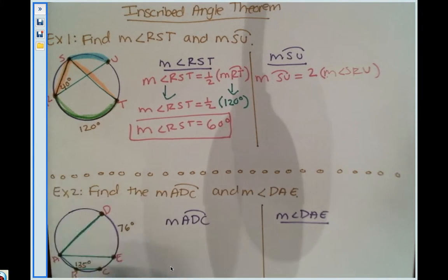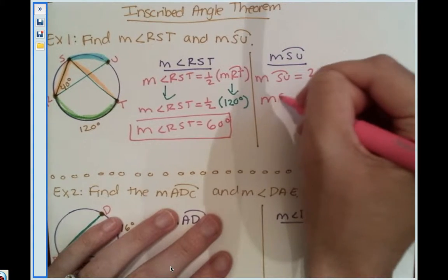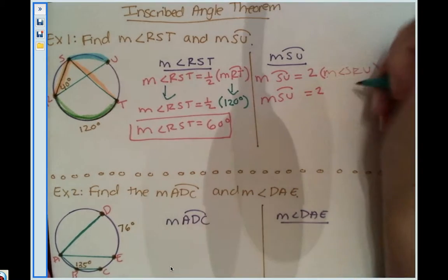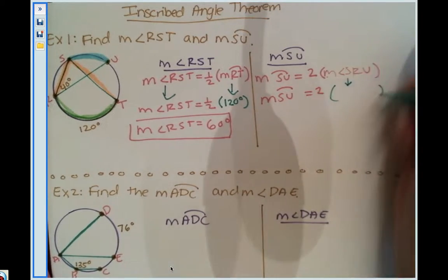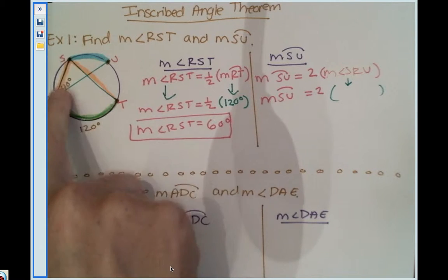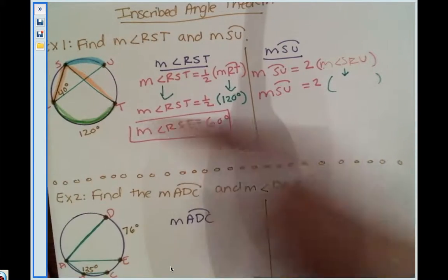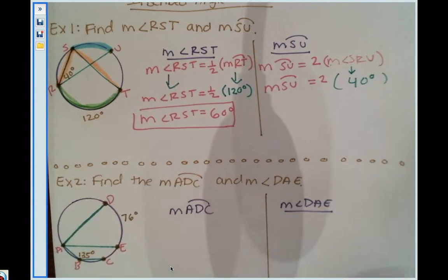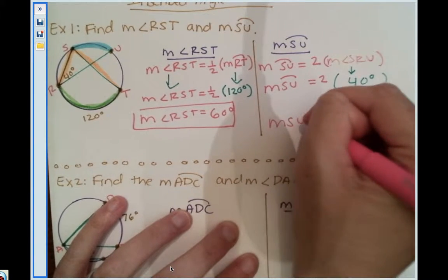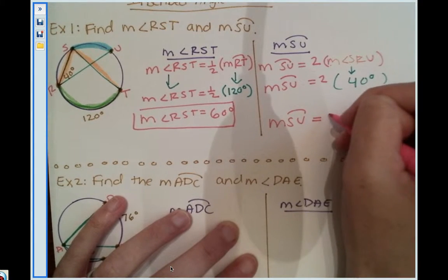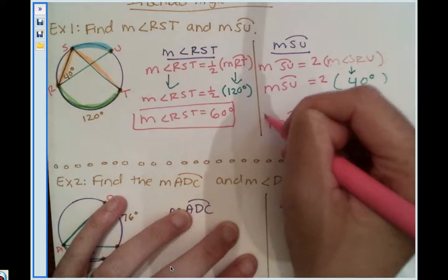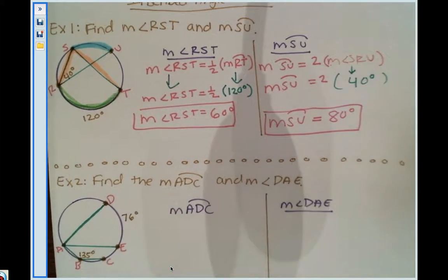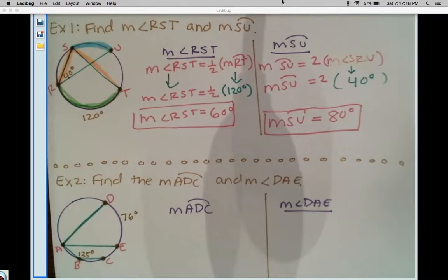I'm going to bring down the measure of arc SU, since I don't know what that is. I'm solving for it. It equals 2 times the measure of angle SRU, which I do know. The measure of angle SRU is 40 degrees. What is 2 times 40 degrees? It is, in fact, 80 degrees. So the measure of arc SU is 80 degrees. That's all, folks, on that one. Let's get pumped up for example 2.